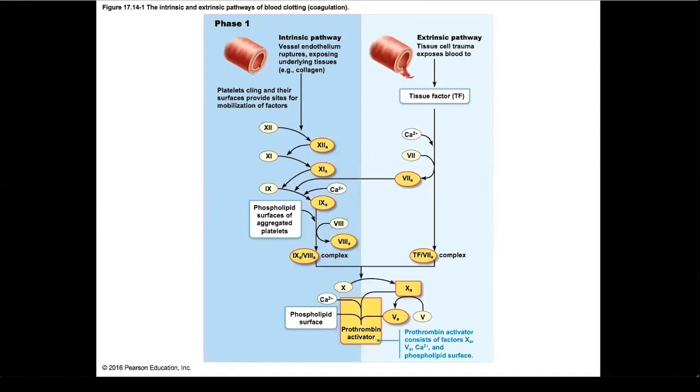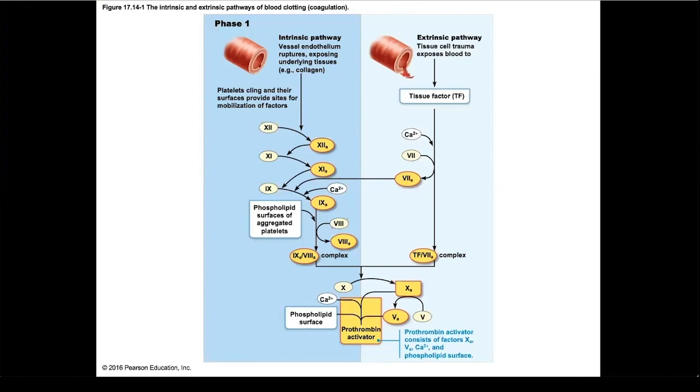This figure 17.14 is in your textbook. You'll see that the intrinsic pathway is on the left and the extrinsic is on the right. Both pathways end in the prothrombin activator. So we're going to start with the intrinsic pathway. So recall that the first clotting factor, in this case it's number 12, is activated within the blood vessel when it comes in contact with, let's say, collagen fibers, exposed collagen fibers.